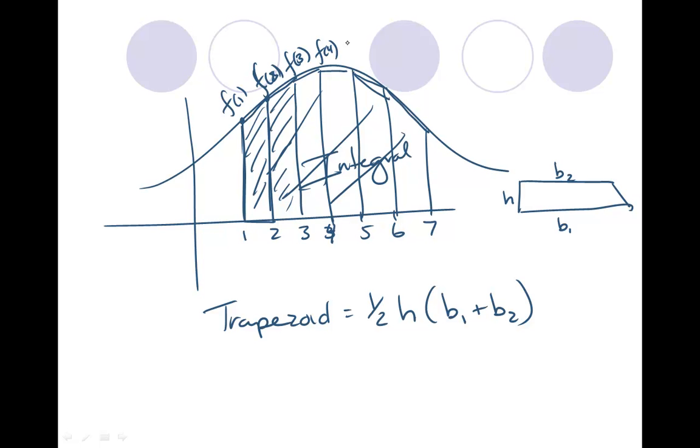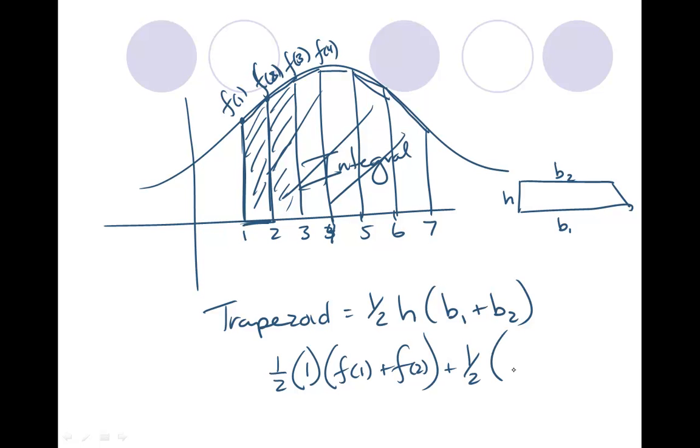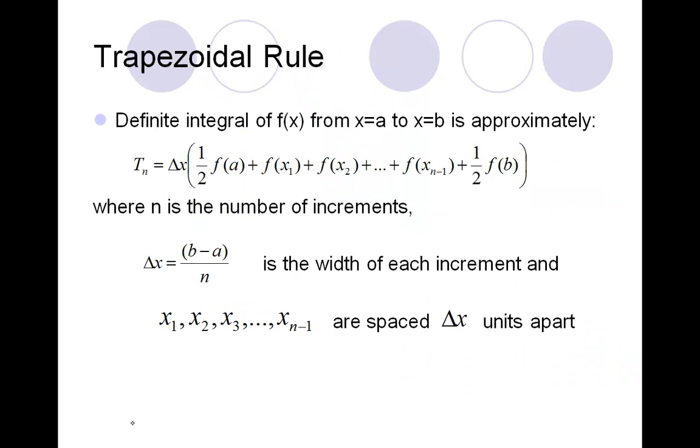f of 4, etc. So to find the area of the first trapezoid, I would take 1/2 of this distance, which in this case is 1, times f of 1 plus f of 2. And then I would add that to the next division, again 1/2 of this distance, which corresponds to our height, times f of 2 plus f of 3, etc., until I get my areas. This is translated into the trapezoid rule.